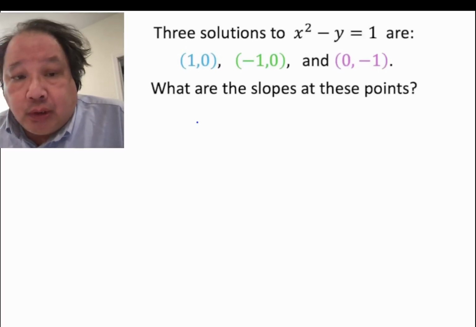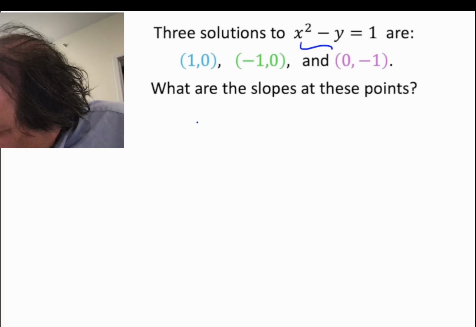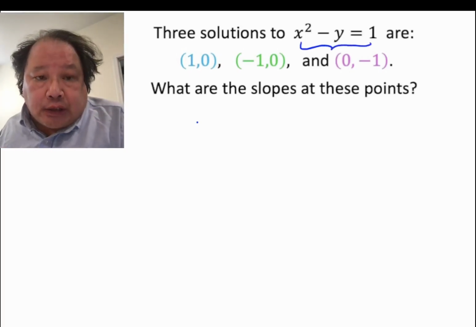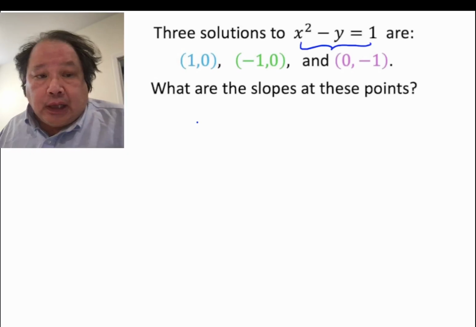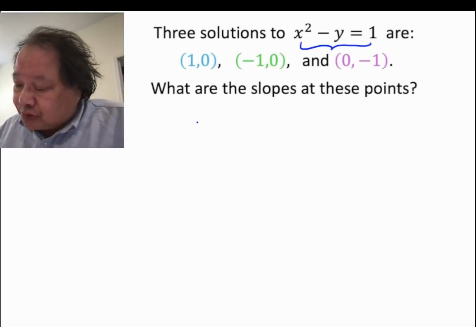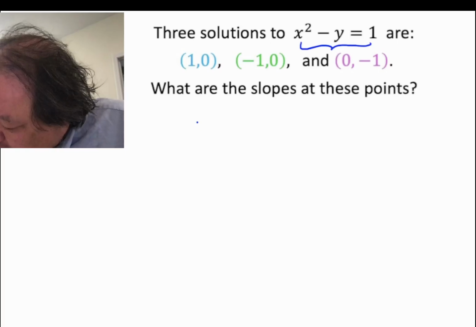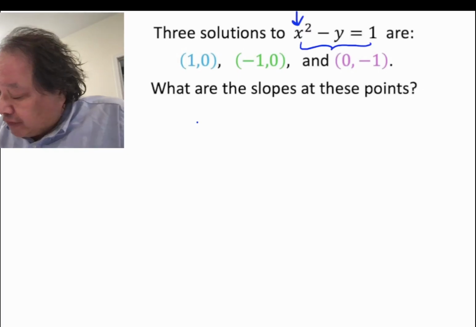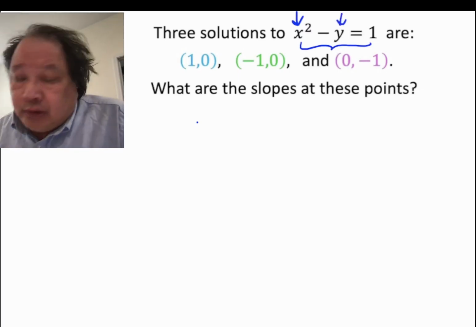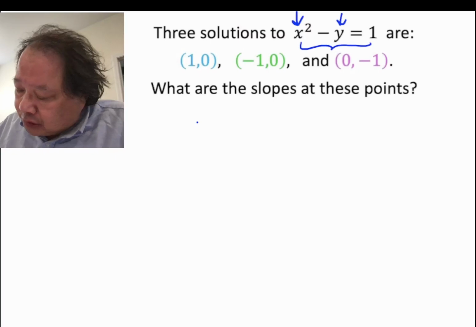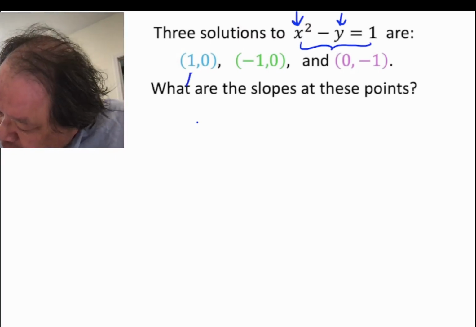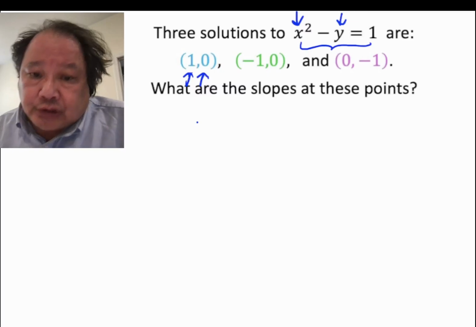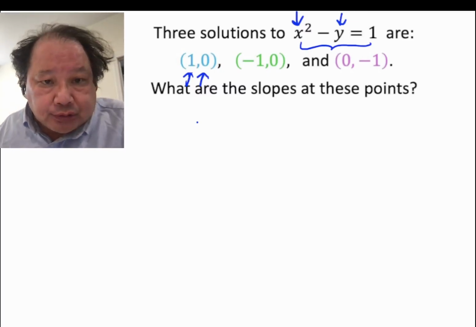In this video, we're going to look at the equation x squared minus y equals 1. And this equation has some nice simple solutions. For example, if I were to set x to 1, then x squared is 1. And then if I were to set y to 0, then x squared minus y is 1. So x is 1 and y is 0 is a solution.